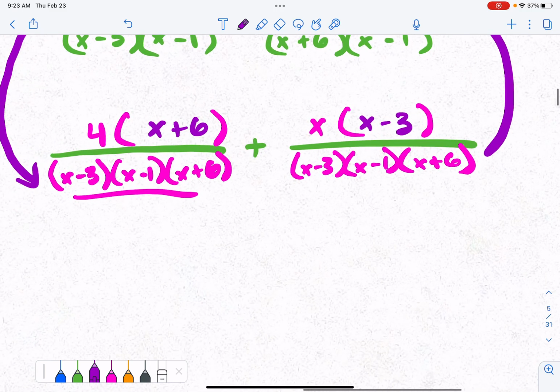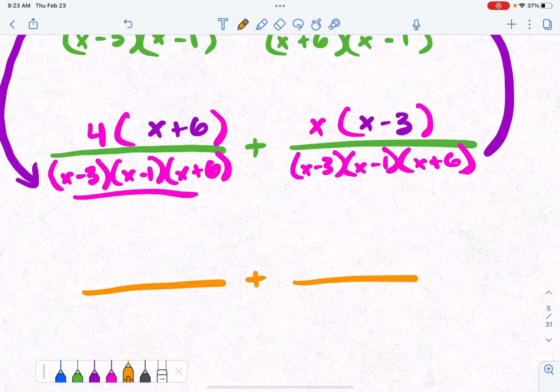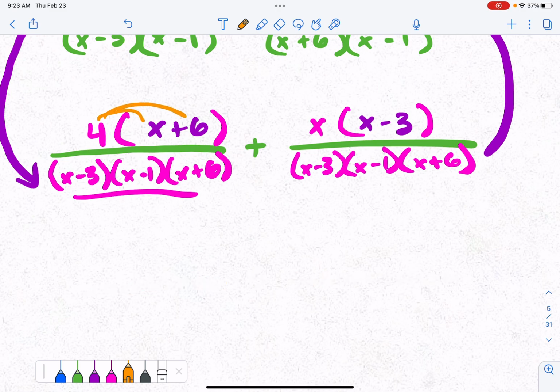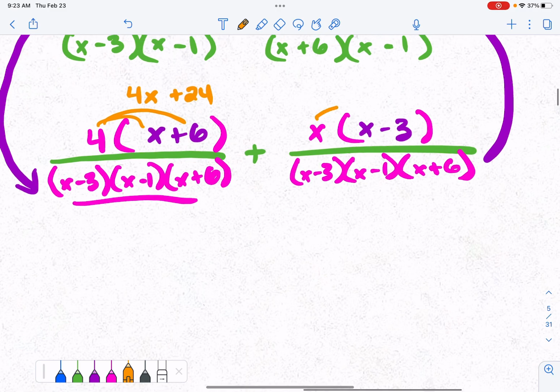And then I'm going to do another step, okay? If you can skip steps and rewrite stuff, that's fine. Actually, you know what? I'm not going to either. I'm going to write it above that. 4 times x and 4 times 6. If I distribute that through, that's 4x plus 24. I'm going to do it up there because I have a little bit of room. If you need to write down below, you can. But I have 4x plus 24. This guy, if I multiply him through, is x squared minus 3x, okay?